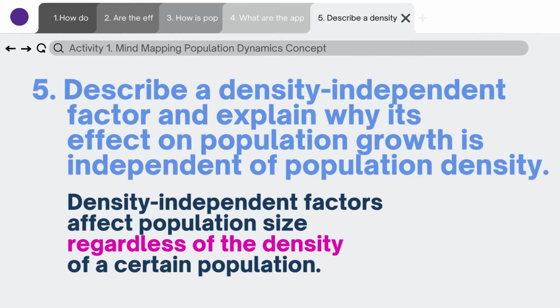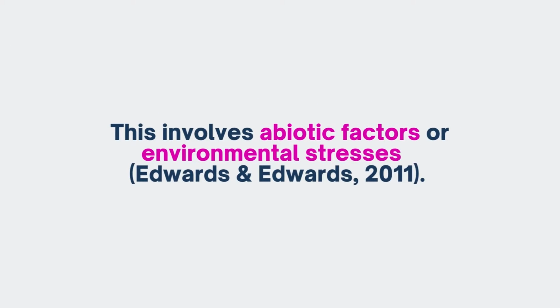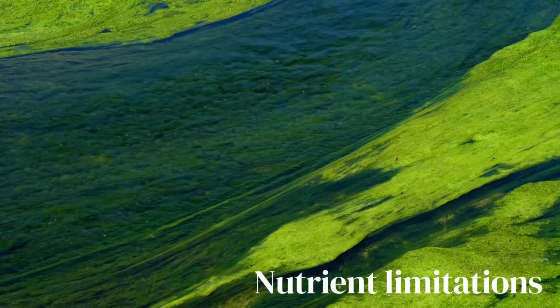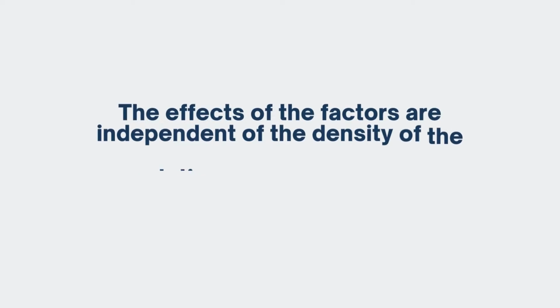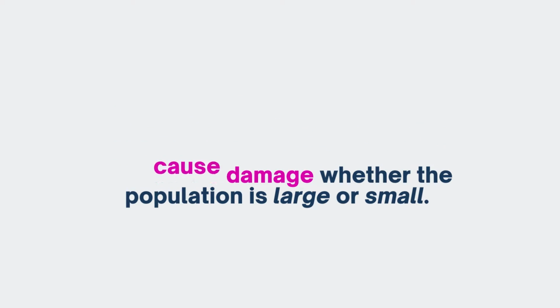Question number 5. Describe a density-independent factor and explain why its effect on population growth is independent of population density. Density-independent factors affect population size regardless of the density of a certain population. This involves abiotic factors or environmental stresses, which include natural disasters, weather fluctuations, pollutants, nutrient limitations, and catastrophes like forest fires and hurricanes. The effects of the factors mentioned are independent of the density of the population, since they can occur and cause damage whether the population is large or small.